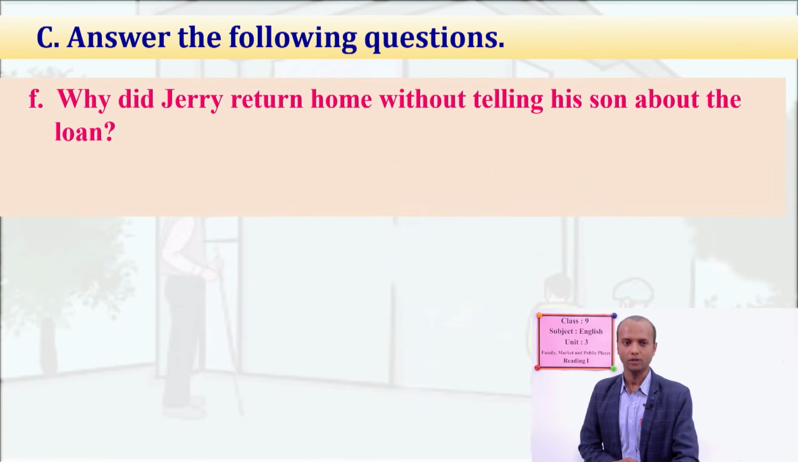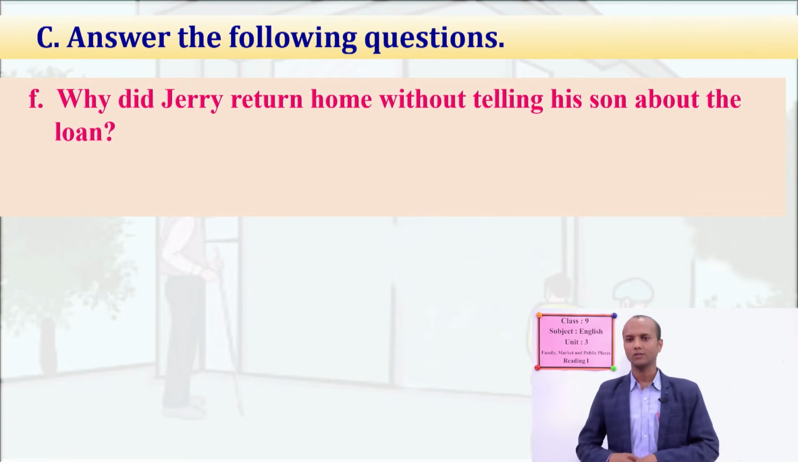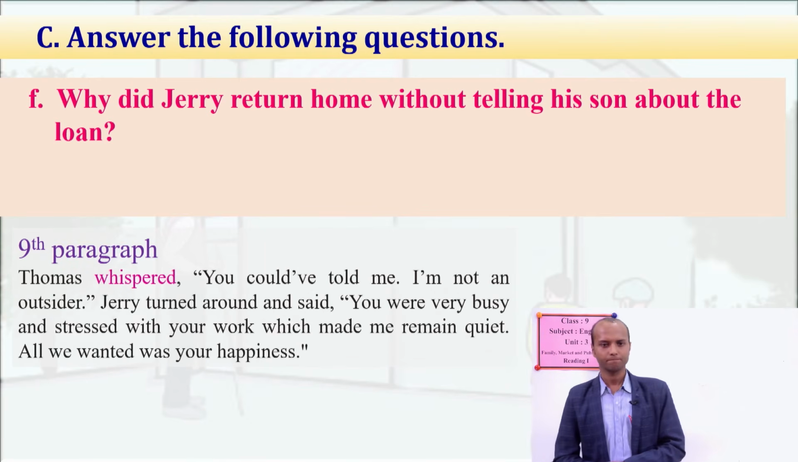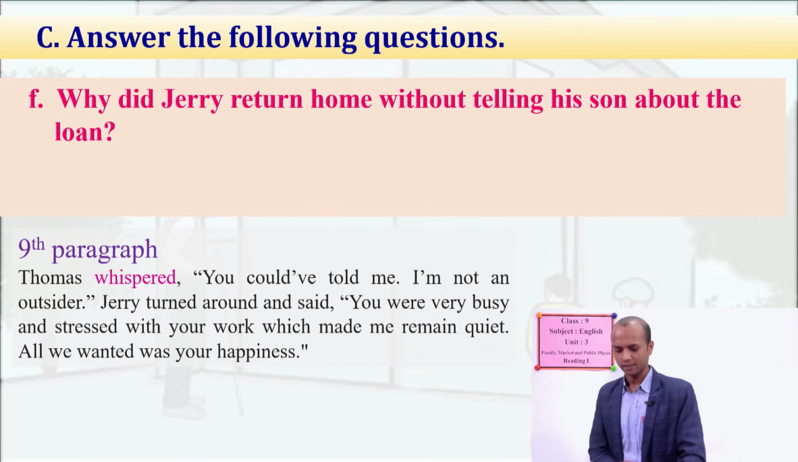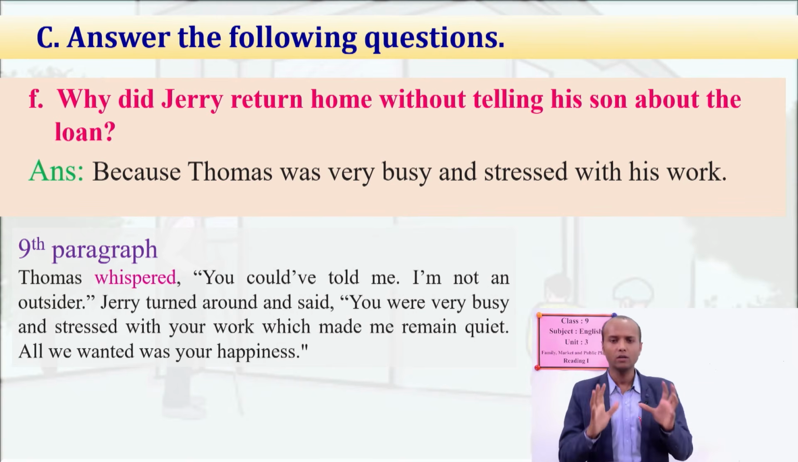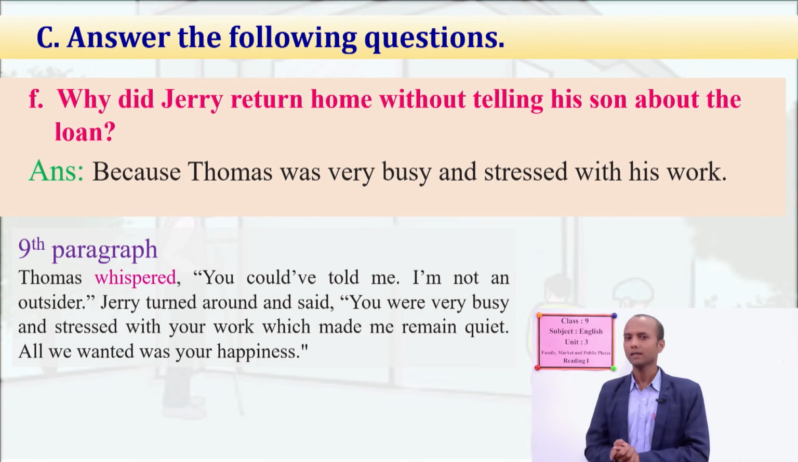This is the next question, that is number F. Why did Jerry return home without telling his son about the loan? Please read paragraph number 9. Very good. You are correct with the answer. That is because Thomas was very busy and stressed with his work. He said, Papa, I do have lots of work to do. That's why the father remained almost silent there.